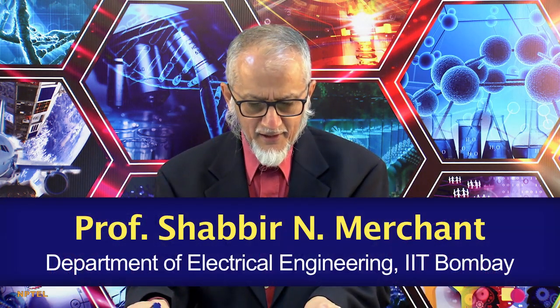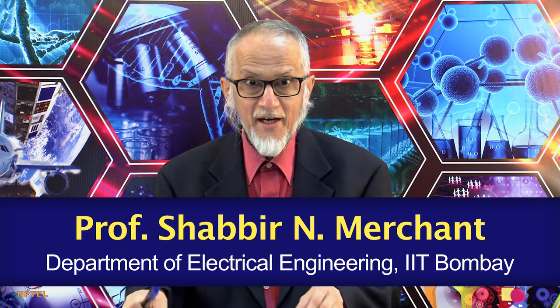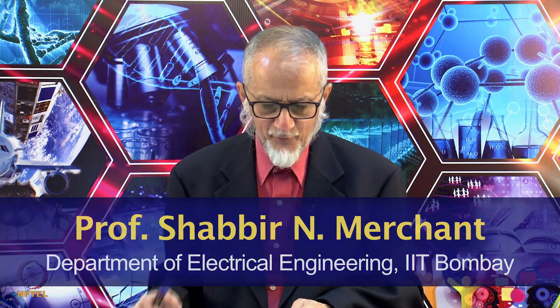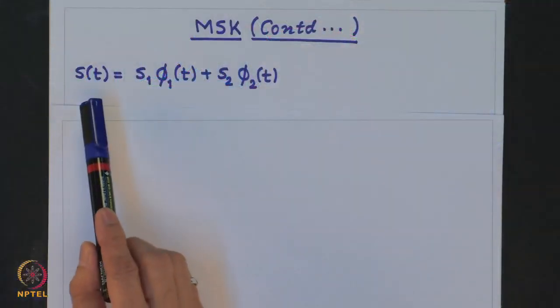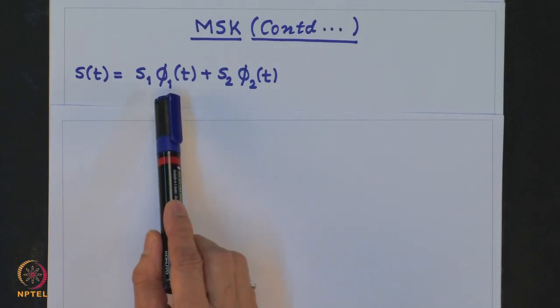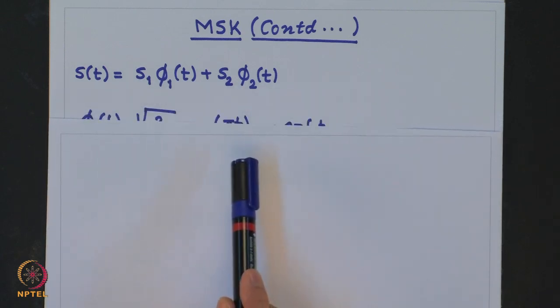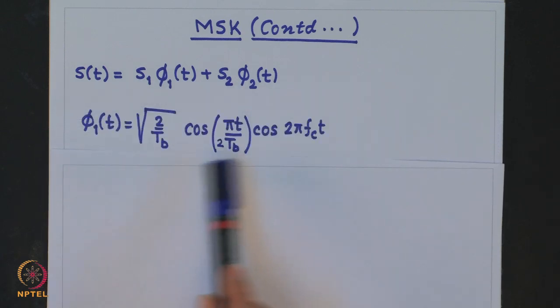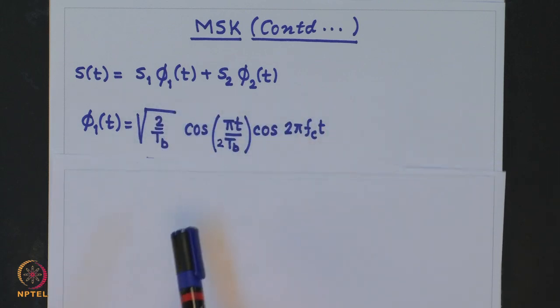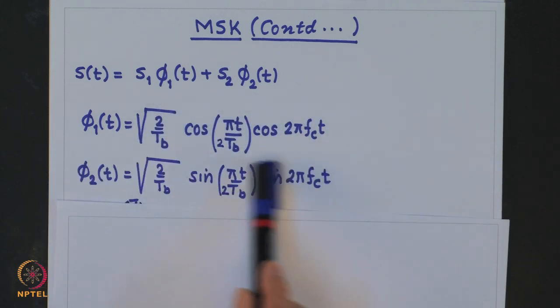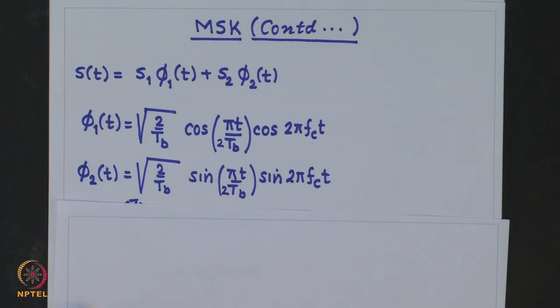We were studying minimum shift keying and we will continue with our study. Quickly let us recollect where we had left last time. We said that we could express the MSK signal in terms of orthonormal basis signals phi 1 and phi 2 of t, where phi 1 is as given by this expression and phi 2 is as given by this expression.